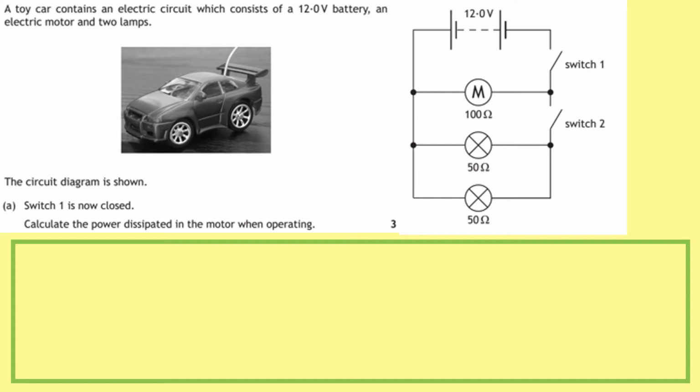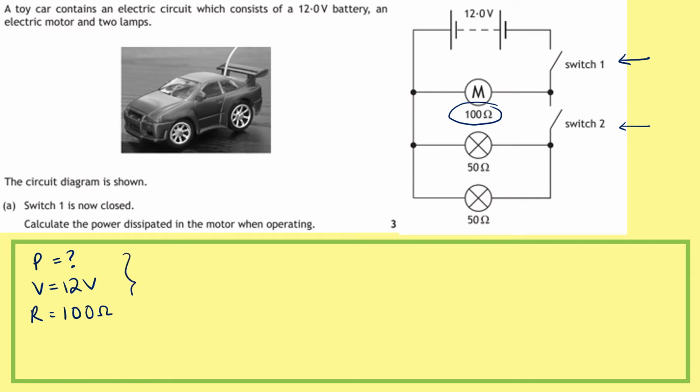So looking at our circuit diagram just there, if we close switch 1, our circuit comprises of our battery at the top and our motor, because switch 2 is still open. We can ignore those 2 lamps. So to calculate the power, we know that there's a voltage of 12 volts, and we know that the resistance is 100 ohms. We don't need to take into account any of the other resistances, it's just the motor resistance we need to take into account.